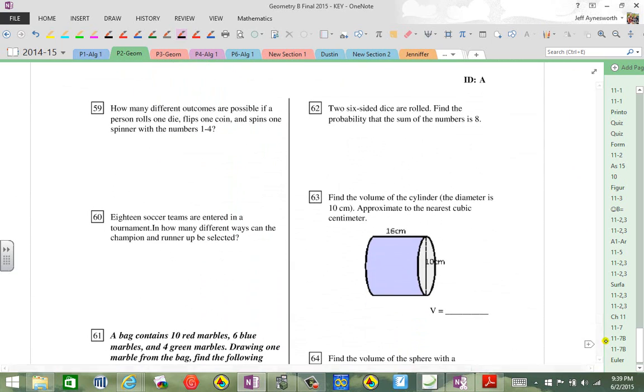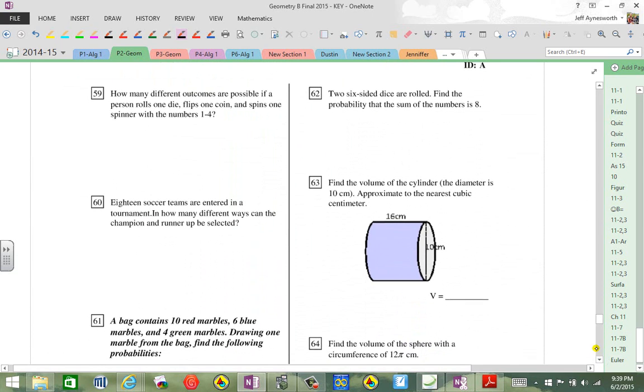Okay, moving on. Okay, so number 59. How many different outcomes are possible if a person rolls one die, flips one coin, and spins the spinner with numbers 1 through 4? This is a counting principle.